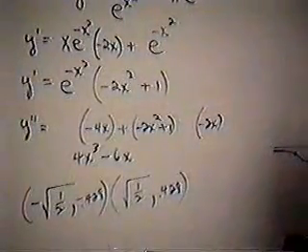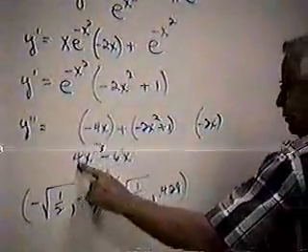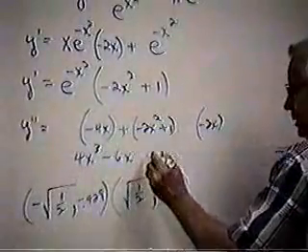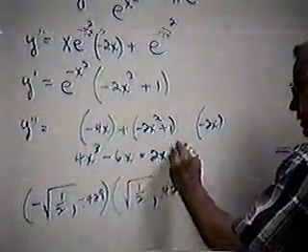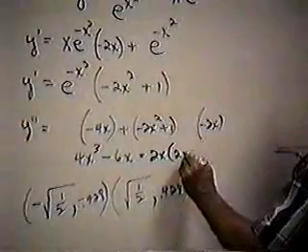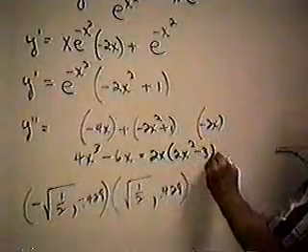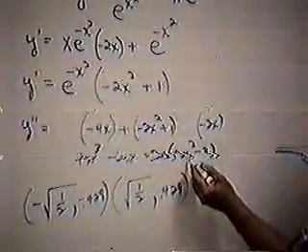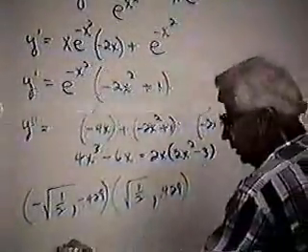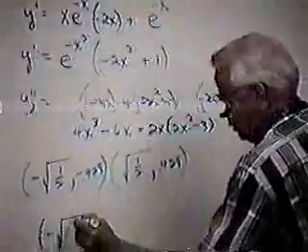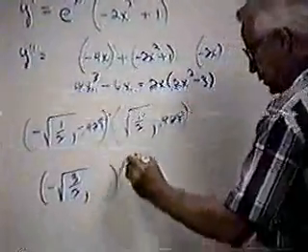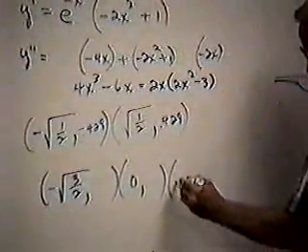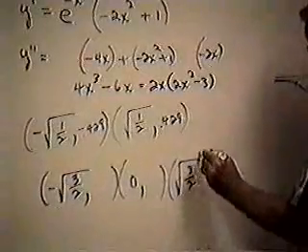All right? Now common factoring out, of which is 2x. So right here we get 2x times 2x squared minus 3. So points of inflection are 0 and plus and minus square root of 3/2. So points of inflection are minus the square root of 3/2, 0 and plus the square root of 3/2.